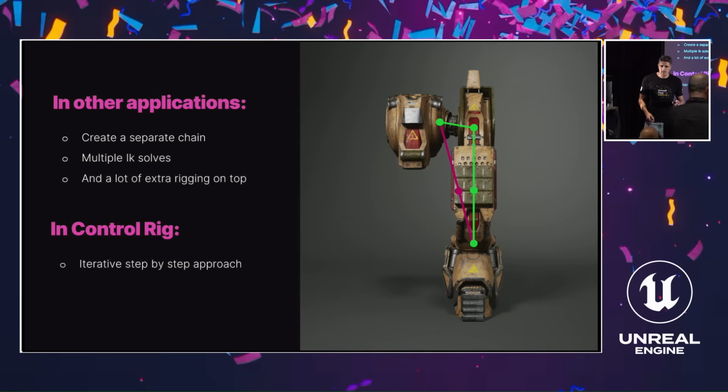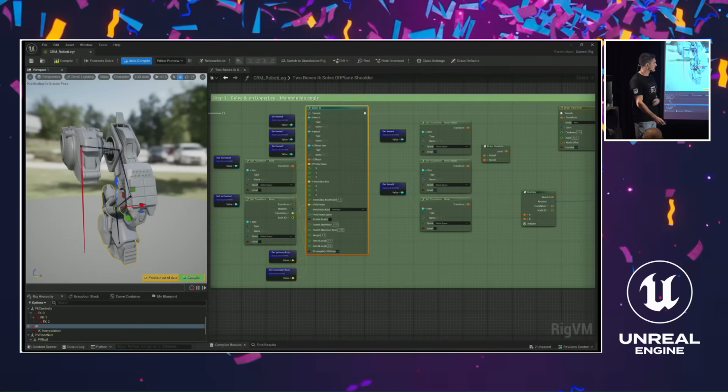So what would you do typically in other DCC or other applications? Potentially, you would create a separate chain. On that chain, you would create your IK solve, and you might be doing a bunch of extra rigging on top to make it work with your off-plane skeleton. And that's fine. But in Control Rig, what can we do? Well, we can do something way nicer in just a few steps, with very simple math and no extra rigging, and we'll be able to solve this kind of complex issue. So let's dive into the graph.